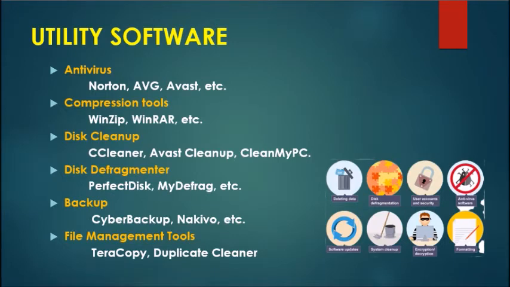An antivirus scans the system for any virus and if detected gets rid of it by deleting or isolating it. When any external storage device like a USB drive is attached to the system, antivirus software scans it and gives an alert if a virus is detected. The various examples of antivirus are Norton, AVG, Avast, etc.